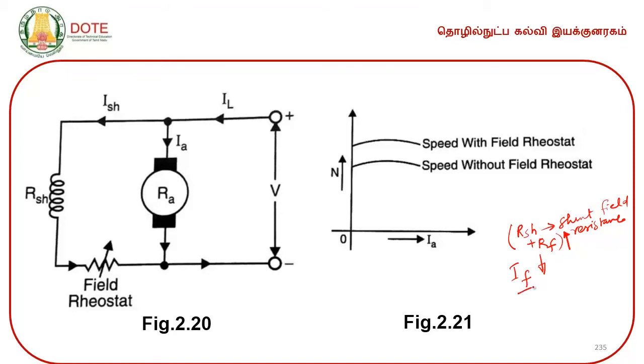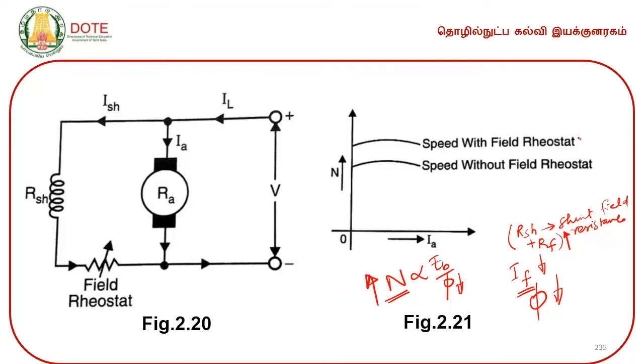Once the field current is reduced, what happens to the flux? Flux will also reduce. Once flux is reduced, what happens to EB, that is N? N is directly proportional to EB by phi. So, once flux is reduced, since the magnetic flux produced is inversely proportional to the speed of rotation of the motor, to compensate for this, the speed of rotation will increase.